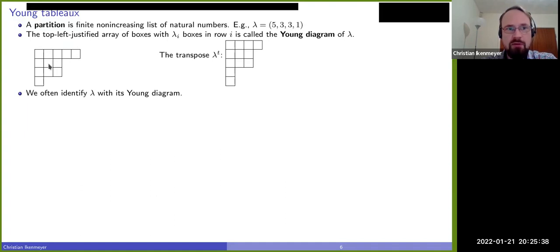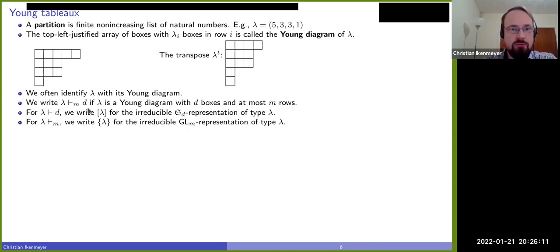So here's 5331. You can transpose a Young diagram, and you write lambda transpose. So it's 5331 here, and you can look at the partition that is the transpose. The transpose would be the partition 43311. Okay, so that is the transpose partition. Indeed, we often identify a partition just with its Young diagram. Those are the same types of objects for us, oftentimes.